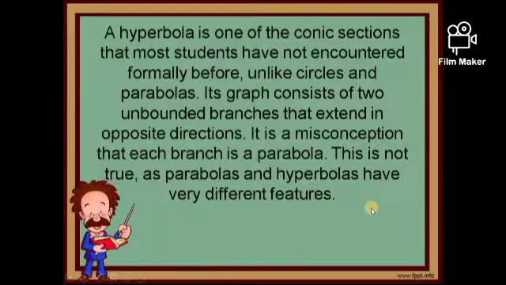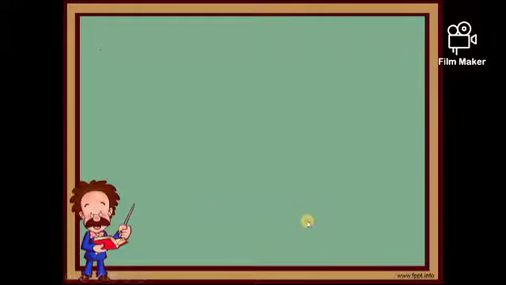So, a hyperbola is one of the conic sections that most students have not encountered formally before. Unlike circles, which were discussed in grade 10, and parabolas in grade 9, its graph consists of two unbounded branches that extend in opposite directions. It is a misconception that each branch is a parabola. This is not true, as parabolas and hyperbolas have very different features. Okay, so let's begin.